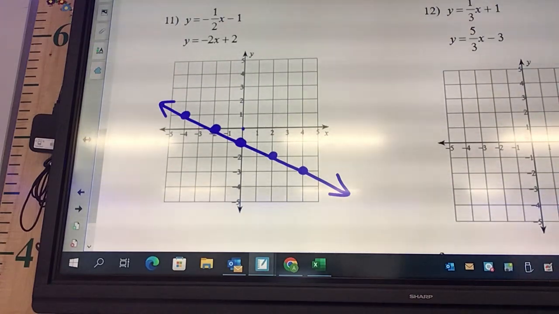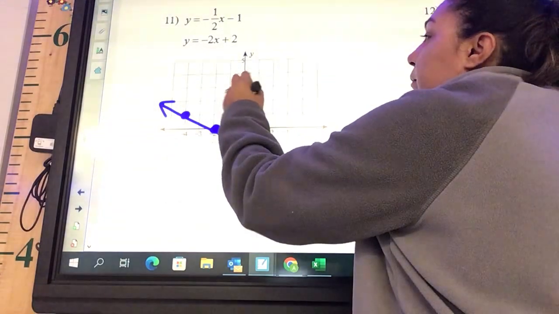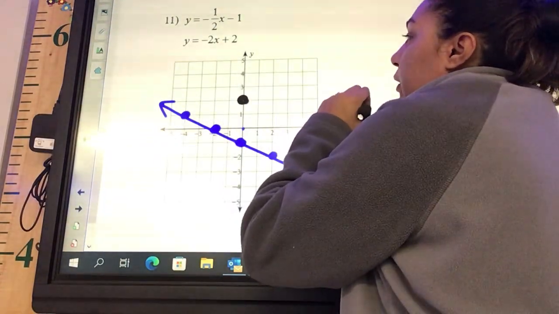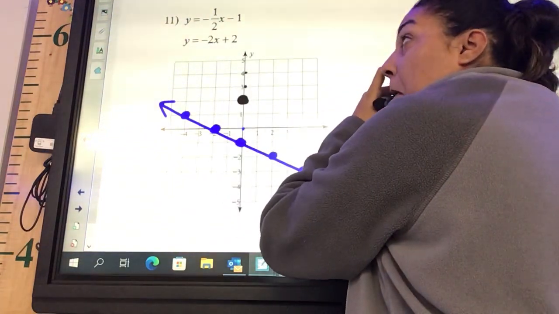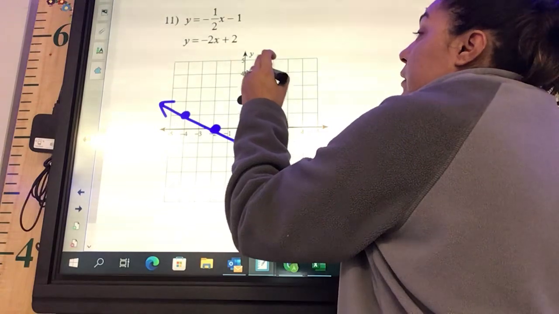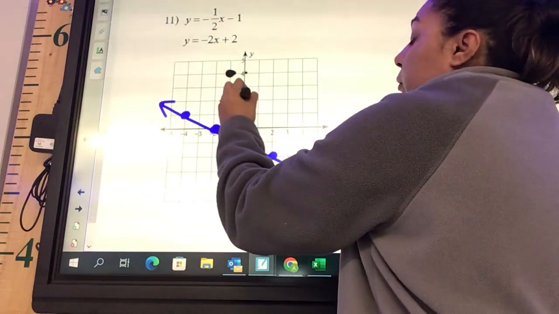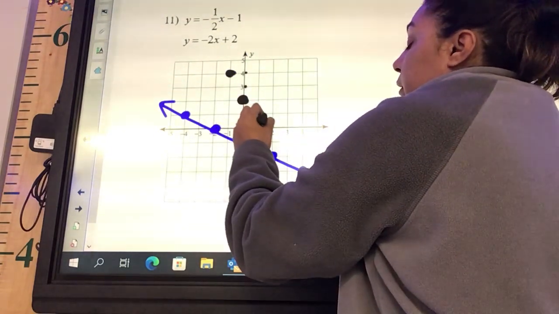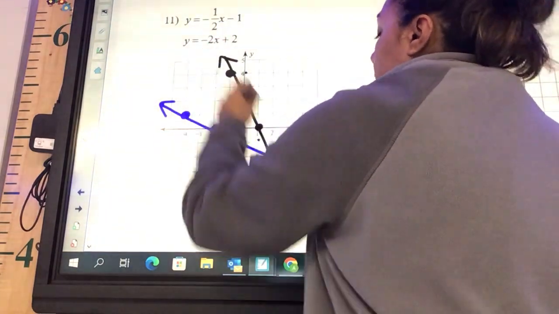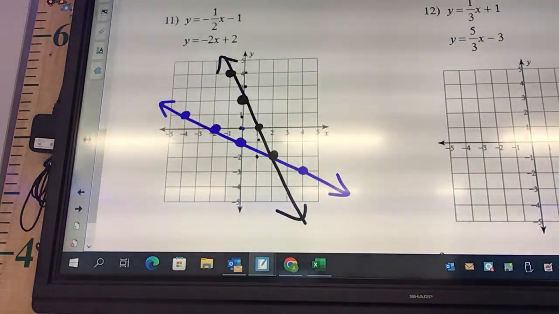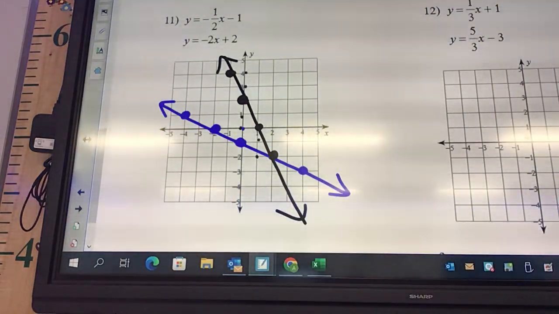Line 2, where does it start? +2. What is our slope? -2. So we can go up 2, over 1, which way? To the left. Or we can go down 2, over 1. Down 2, over 1. What is our solution? 2, -2.